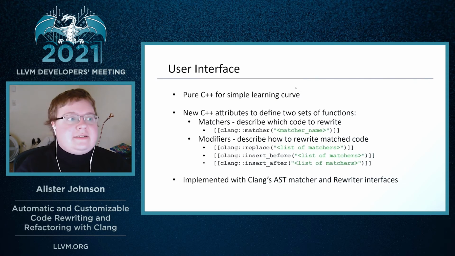So the user interface is pure C++ to minimize the learning curve for application developers, and is based on new C++ attributes that developers can use to define two sets of functions: matchers, which tell the front end what code to look for rewriting, and modifiers, which describe how to rewrite any matches that are found. And all of this is implemented with Clang's AST matcher to find the matching bits of code, and the rewriter interface to perform the source-to-source transformations.